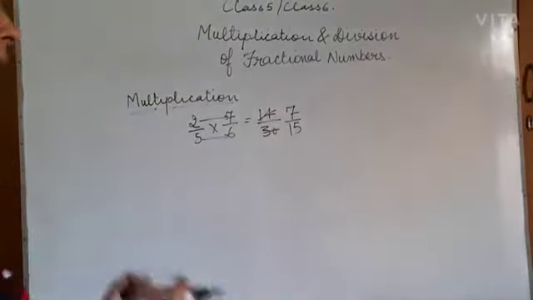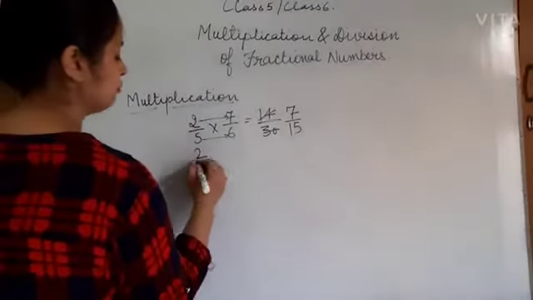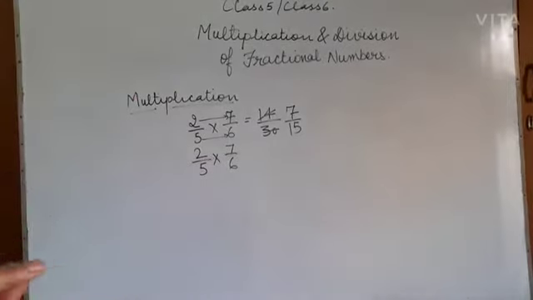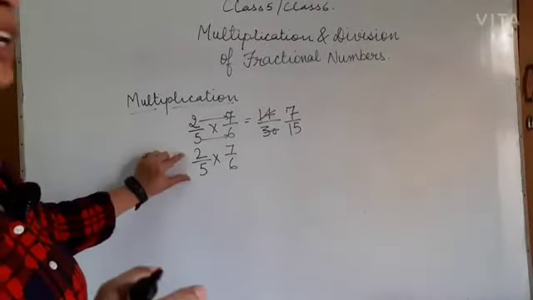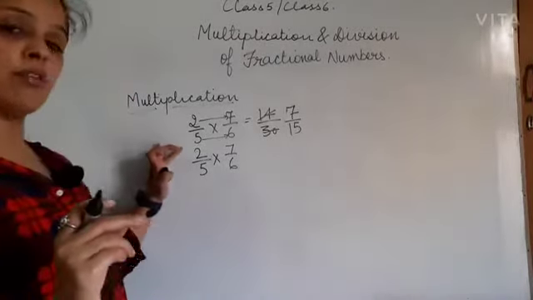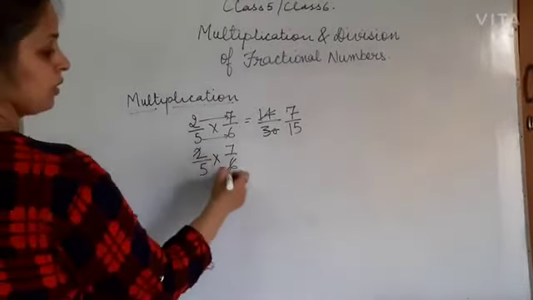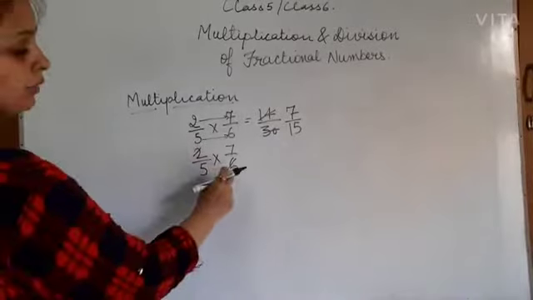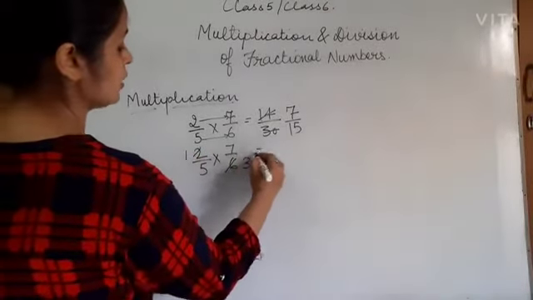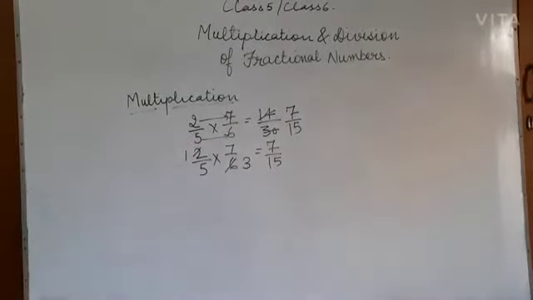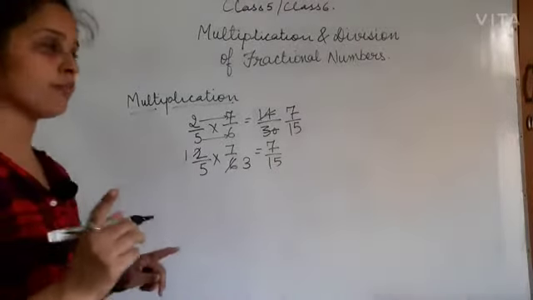This is one method. The other is, suppose the same fractions are given. If possible, you can do cutting between numerator and denominator. The numerator can be of any fraction, the denominator can be of any fraction. See, this 2 can be simplified, cut it with this. 2 1s are 2, 2 3s are 6, so 7 upon 15. This is your answer.